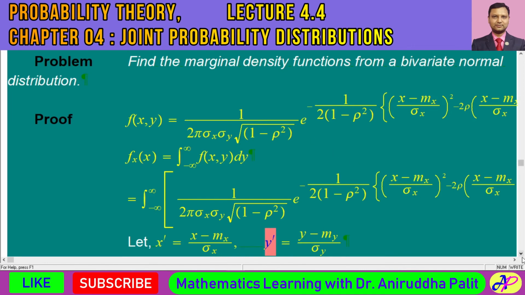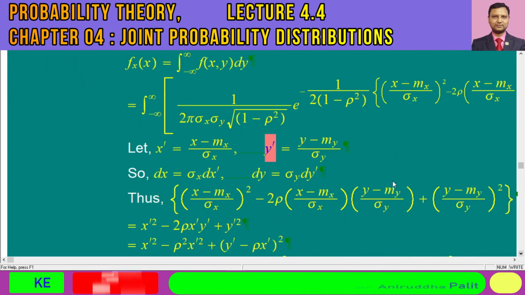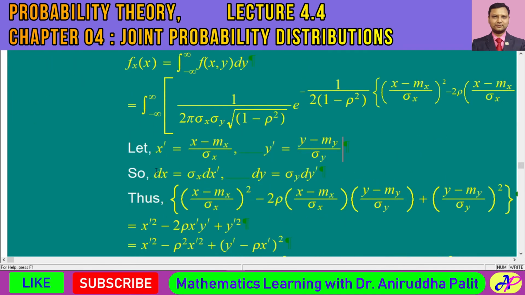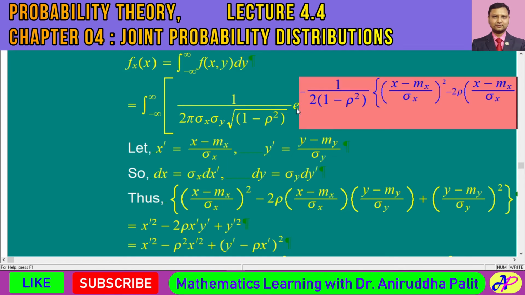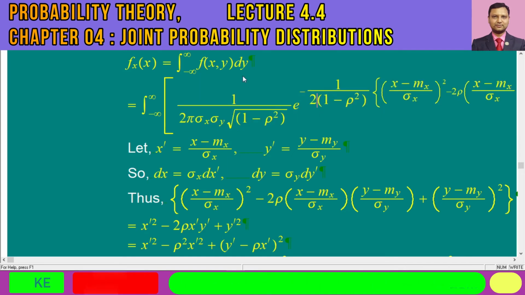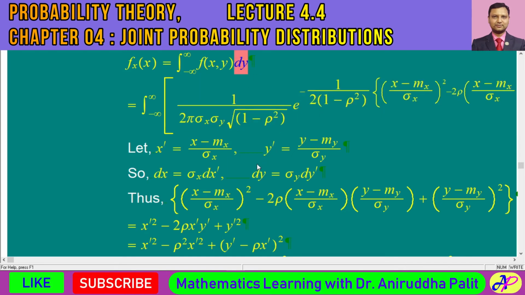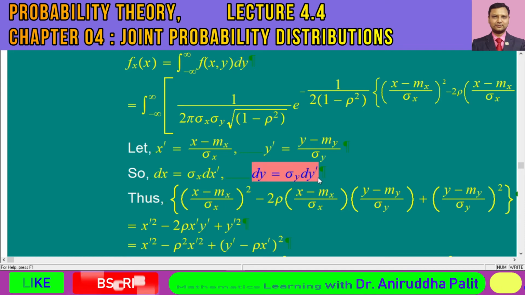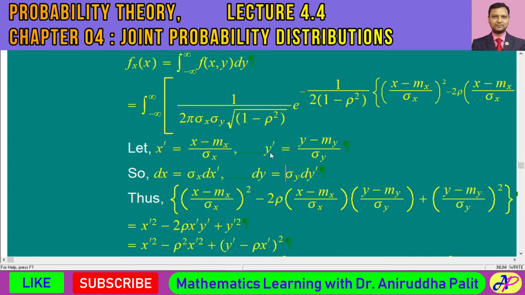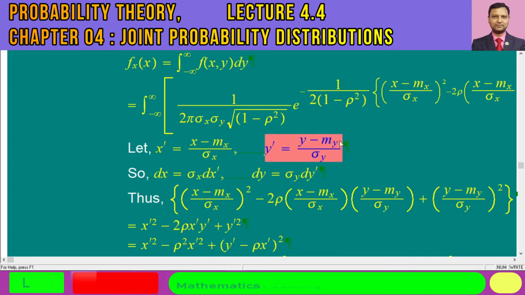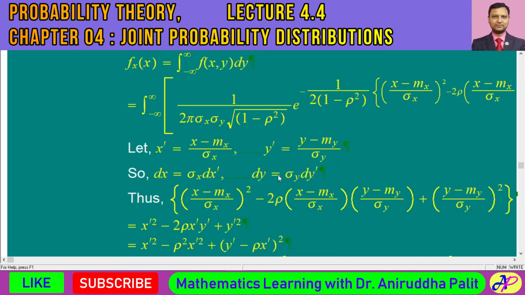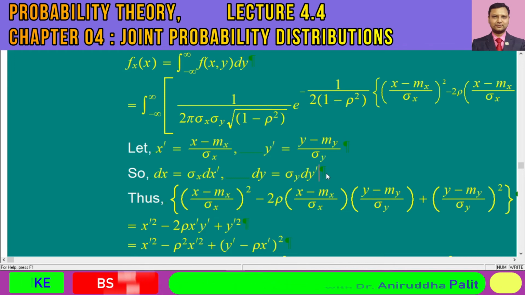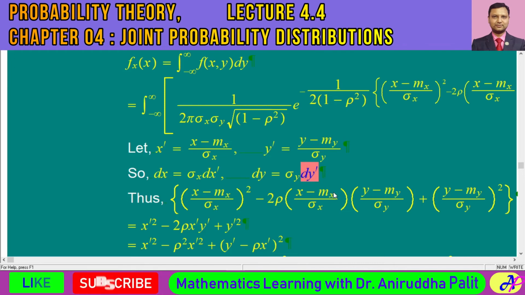Considering this kind of transformation, we do not need to write dx is equal to sigma x into dx prime, because over here no more dx is there. We are integrating with respect to y, so only this line is relevant. If we consider y prime is equal to y minus my divided by sigma y, then dy is equal to sigma y into dy prime.